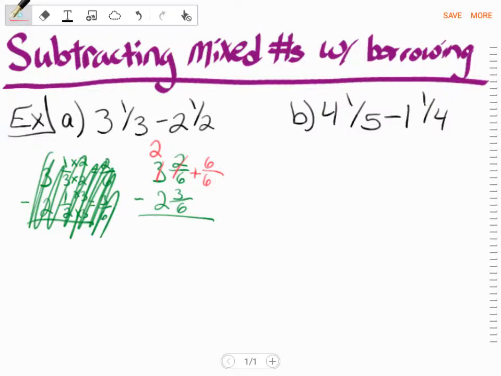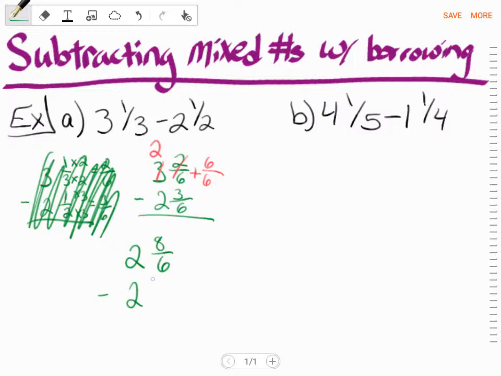Okay, now let's see what that looks like as a subtraction problem. Again, I'm going to rewrite it down below. So I'm going to now have this new number 2, and my new fraction is going to be 2 plus 6, here, be 8 over 6. So make sure that you are adding these two fractions together.